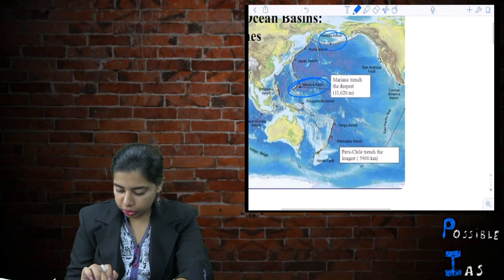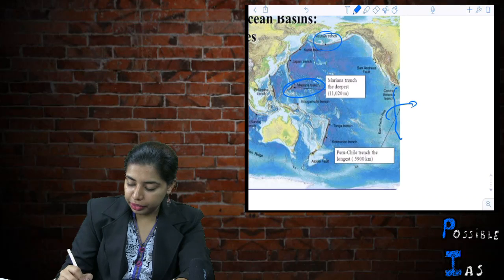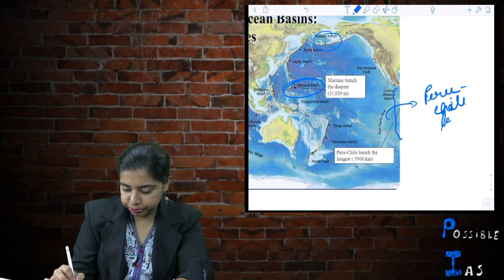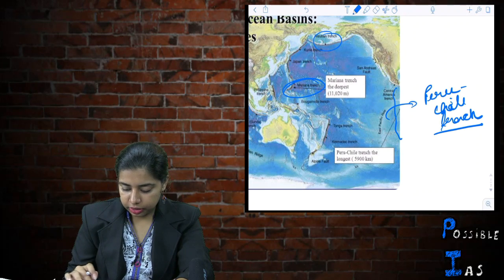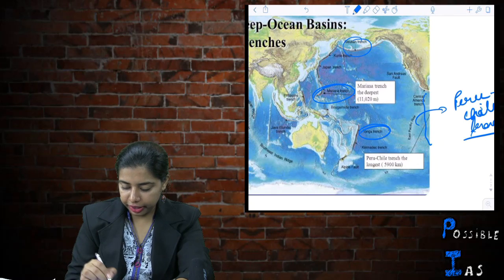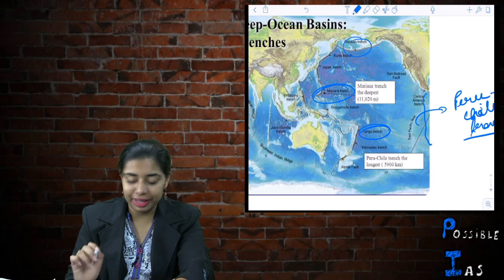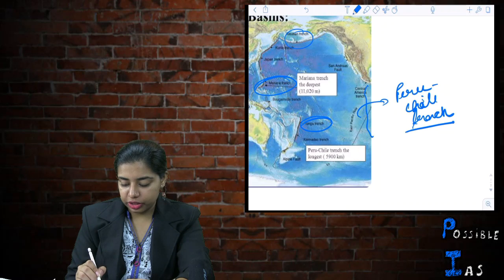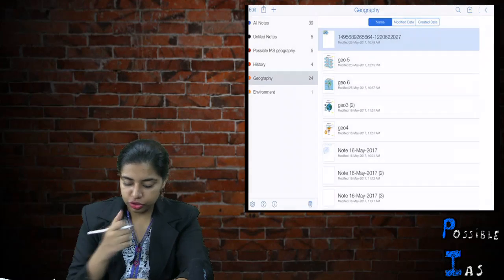Then, it's not given in this diagram, but at the South America boundary, you have the Peru-Chile Trench. So these are the different trenches: the Tonga Trench, Mariana, Aleutian and Peru-Chile. These are the important trenches in the Pacific Ocean. Here, in the Peru-Chile Trench, the Pacific plate is subducting beneath the South American plate. That is how this trench is formed.